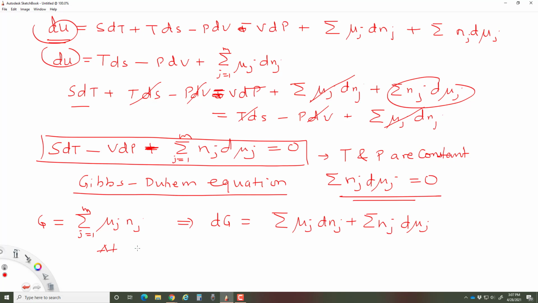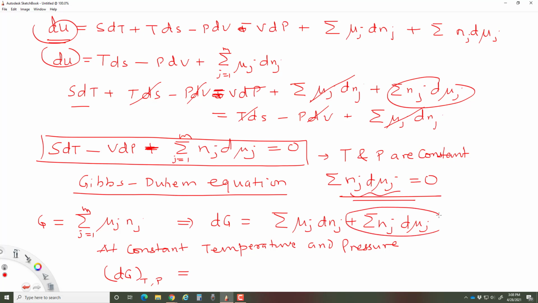So at constant temperature and pressure, this dG would be equal to, since this term is 0, mu j dn j, where j goes from 1 to m. This is a very important relation, so we will look at an application of this in the next lecture.